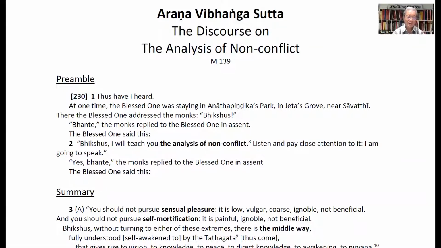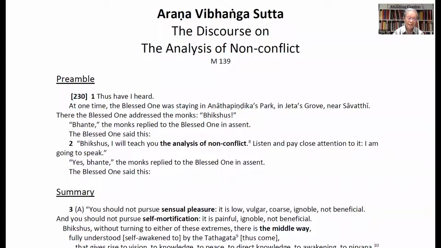So the monks together will, in unison, say, Bhante, and I can hear this very nice resounding response, Bhante, meaning we are present, we are ready to hear. The monks replied to the Blessed One in assent. The Blessed One said this. So once you see this phrase, the Blessed One said this, the teaching is starting.